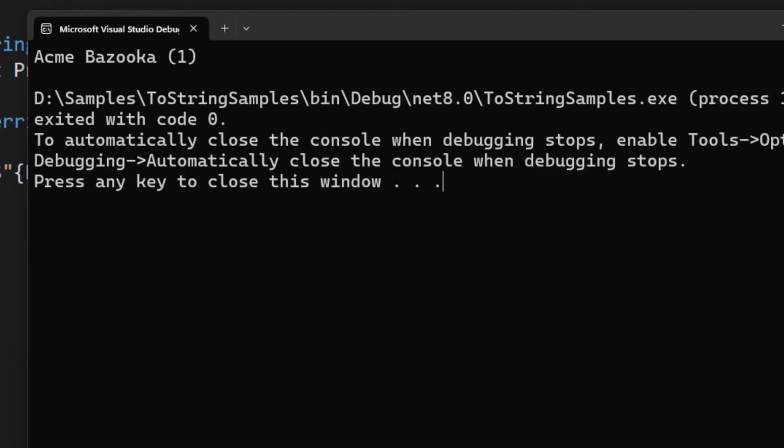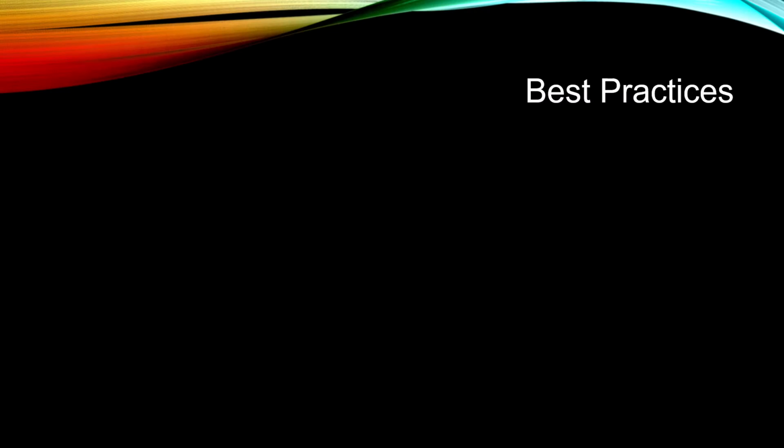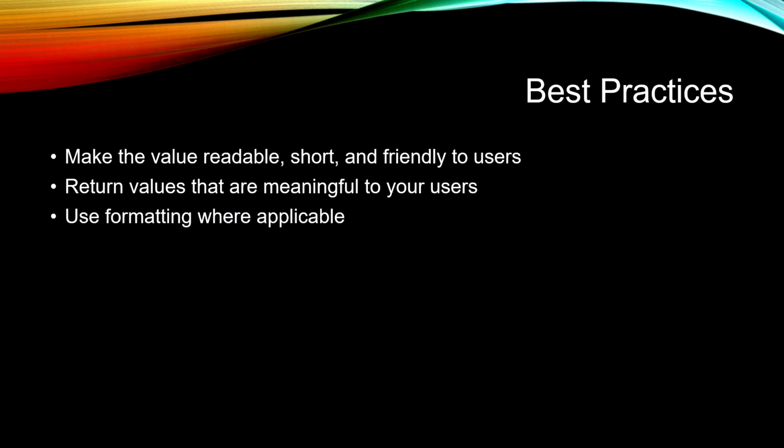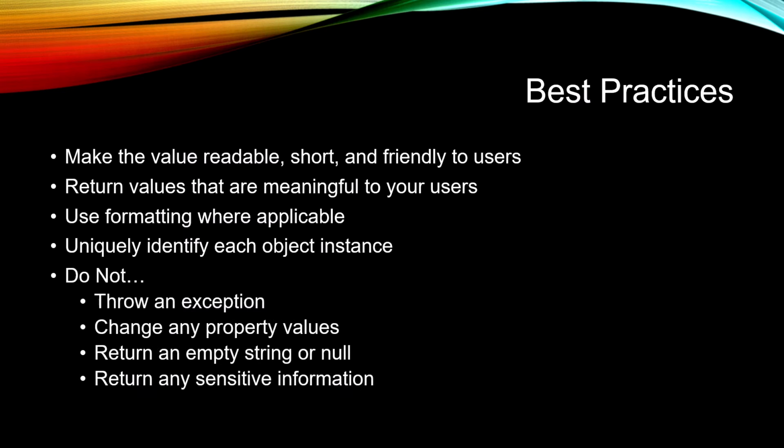Let's talk about the best practices for overriding ToString. First off, make the value readable, short, and friendly to users. Return values that are meaningful to your users. Use formatting where applicable. Uniquely identify each object instance. And do not throw an exception, change any property values, return an empty string or null, and do not return any sensitive information.